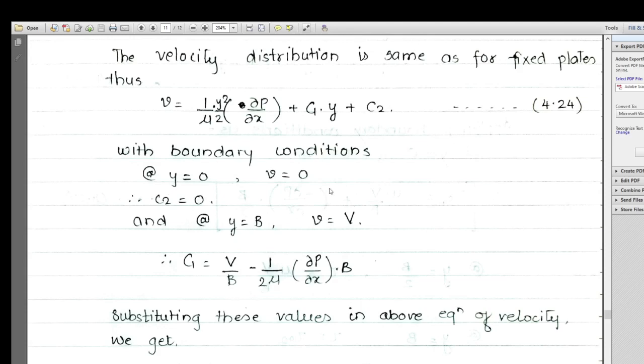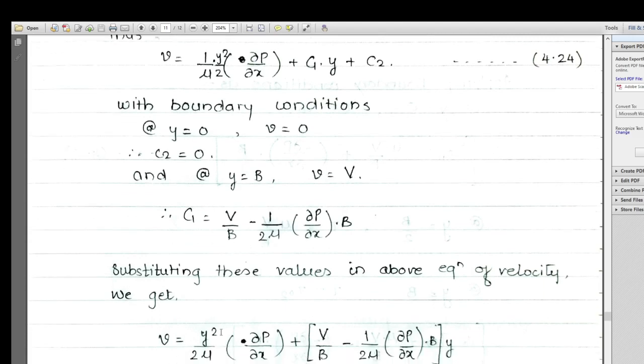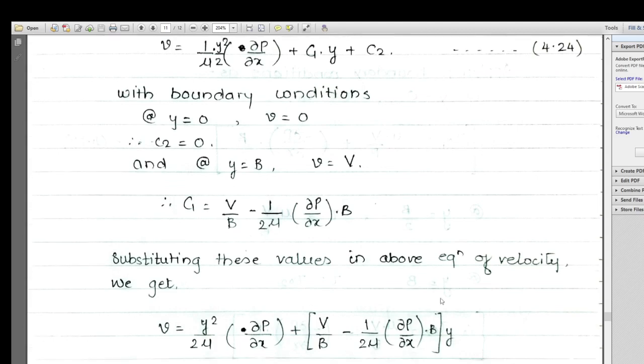So for the boundary conditions, y is equal to 0 and u is equal to 0, so we will get C2 equal to 0. But when y is equal to b and u is equal to capital V, C1 is V/b minus 1/(2μ) ∂p/∂x times b. So substituting these values of C1 and C2 in equation 4.24, we will get u equal to y²/(2μ) ∂p/∂x plus (V/b minus 1/(2μ) ∂p/∂x times b) into y, where C2 is 0.